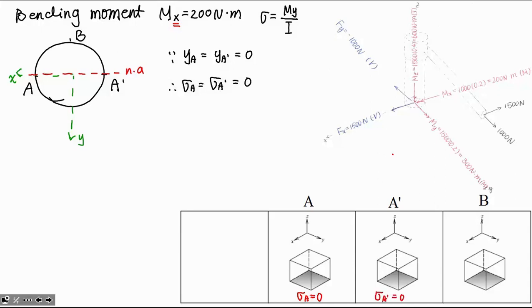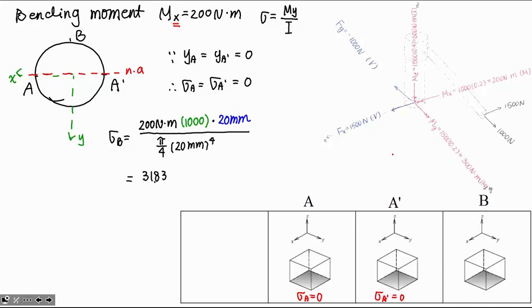So now let's try to calculate B. My over I. Again, for this problem, remember to change the units to be the same. Y, what is the y? For the B location, it will be the radius. Again, calculating I and calculating J are different, okay? So we are going to use pi over 4.